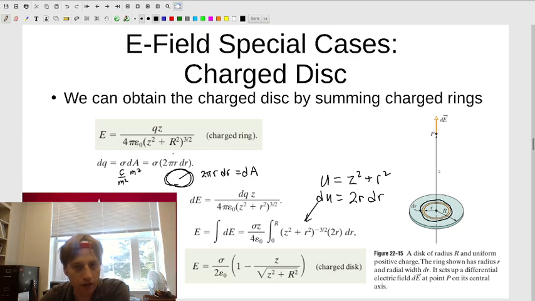So that's an interesting difference. And another interesting difference is that, well, actually this is the same. It's a little harder to show, but as you get really far out, such that z squared is much bigger than r squared, this does go back to looking just like a point charge. Okay, but that's a little bit harder to show.